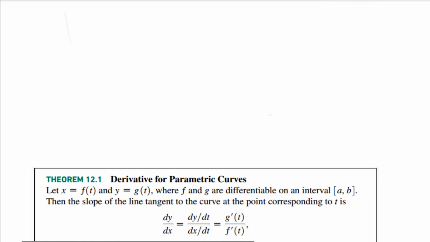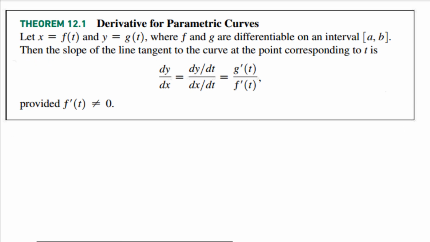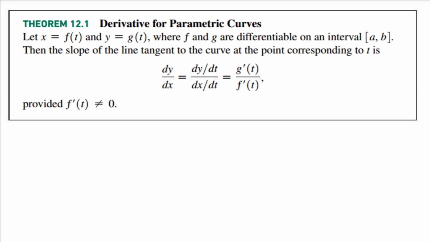Now here's the general form. Derivative for parametric curves: let x equal f of t, y equal g of t, and they're differentiable on the interval. It has to be an interval that they're differentiable on if you're going to take a derivative. Then the slope of the line tangent to the curve at the point corresponding to t is the derivative, the slope of the curve.